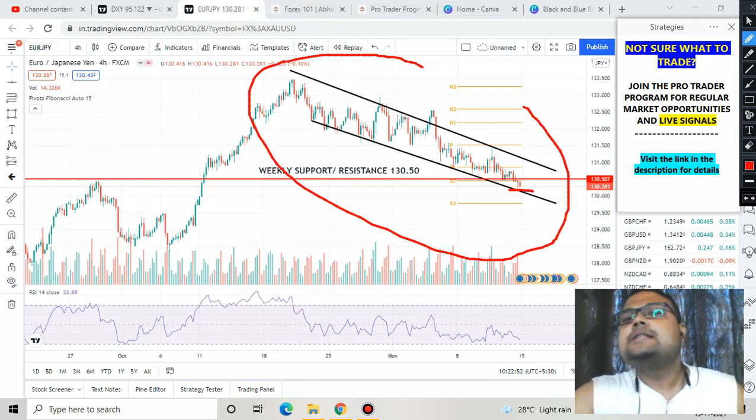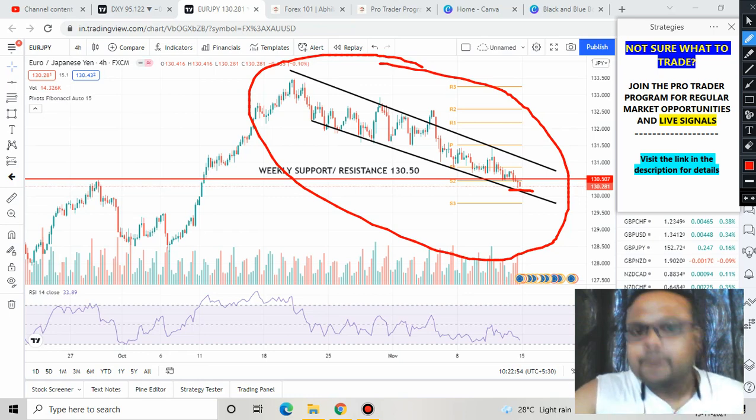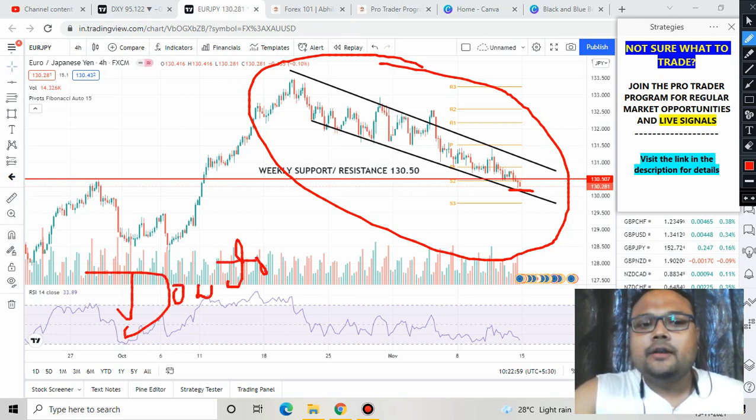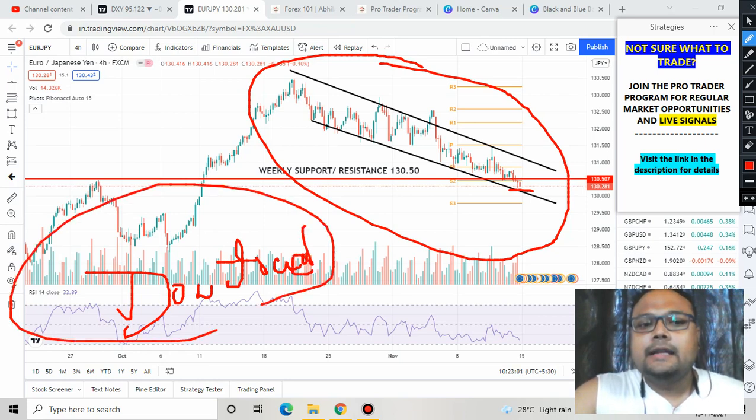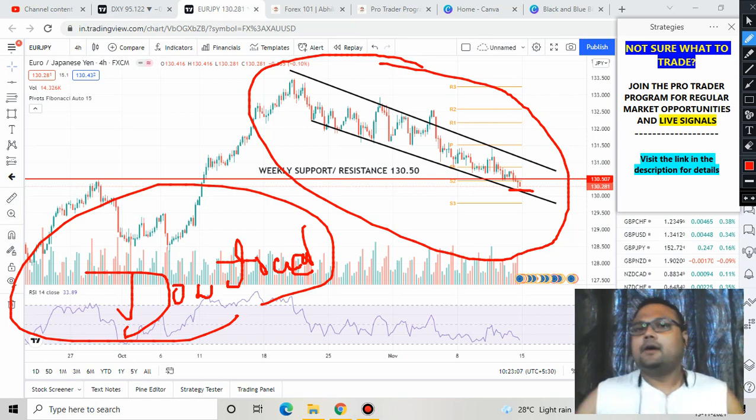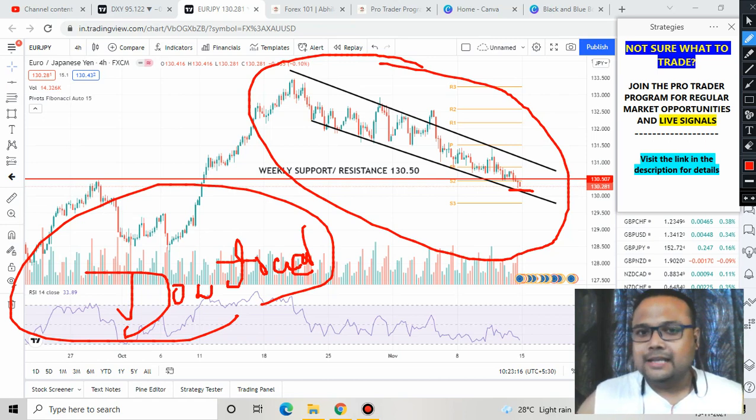So if we just consider the trend of the market here, then we can see market is in downtrend right now. And as we all know, the basic rule of the market is follow the trend. Or in simple words, if a market is in uptrend, we should mainly look for buying opportunities, and if a market is in downtrend, we should mainly look for selling opportunities.